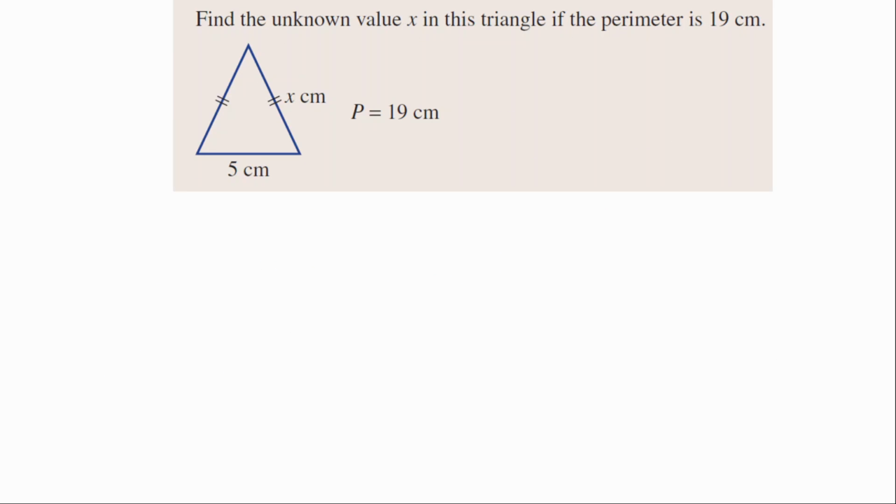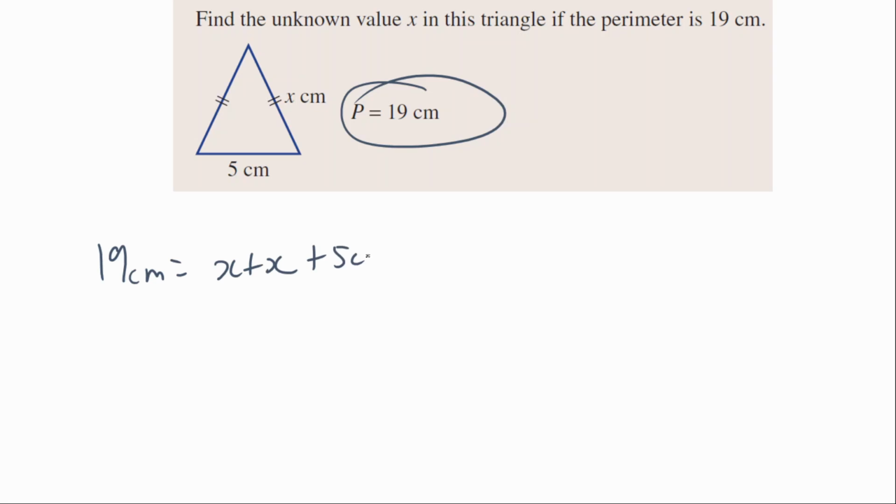Alright, now let's have a go at these questions. It's a little bit different. We're given the perimeter this time, P equals 19 centimeters, and we need to find out what x is. So to do that, let's write an equation. 19 centimeters equals x plus x plus 5 centimeters, or if you simplify that, 19 centimeters equals 2x plus 5.